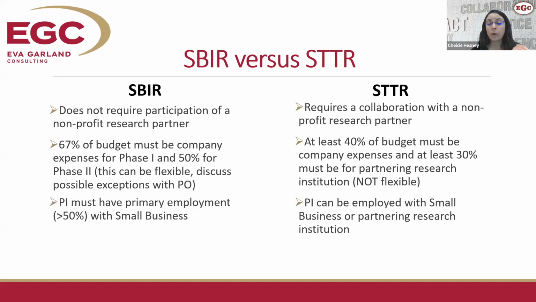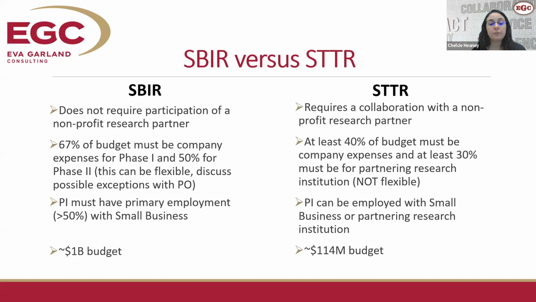Another difference is where primary employment of the PI resides. So for an SBIR, you must have primary employment, so you must be at least 50%, at least like 51%, with a small business, meaning if you're still employed by your university or outside employment, and this is at time of award, not at time of submission, you're going to run into some issues here. However, with the STTR, the PI can either be employed by the small business or the partnering research institution.